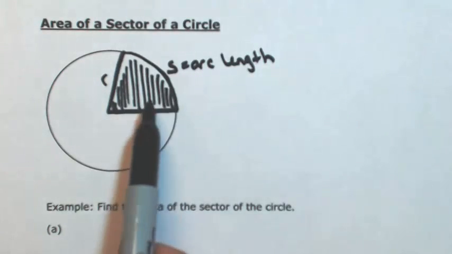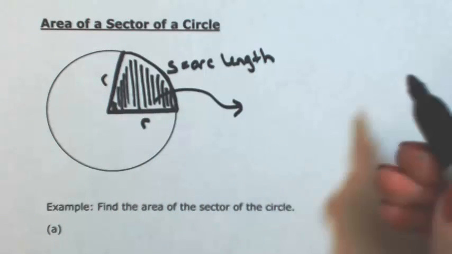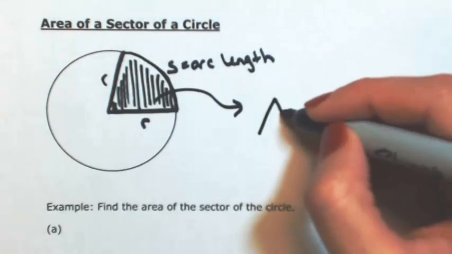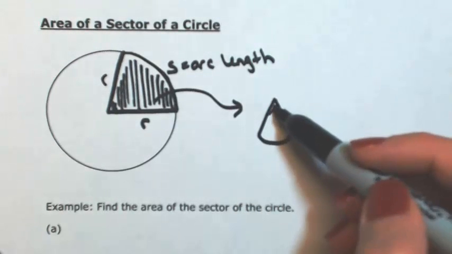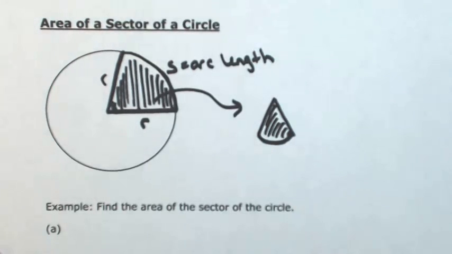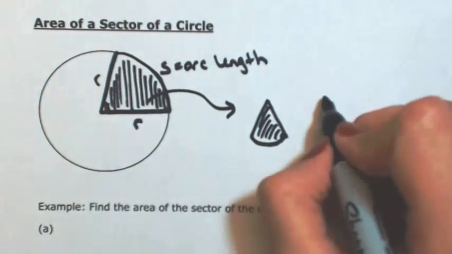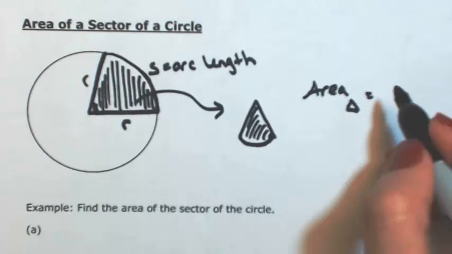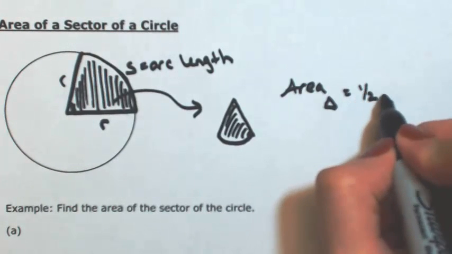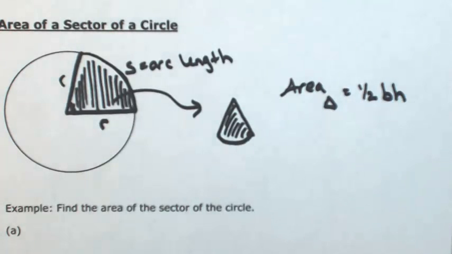Now what I'm going to do is take this little piece and just kind of pull it out of the circle and make it look like something a little more familiar to you. Almost kind of looks like a triangle. So recall that the area of a triangle is 1/2 base times height.